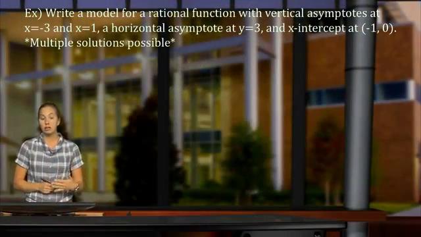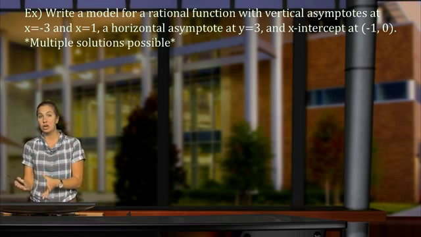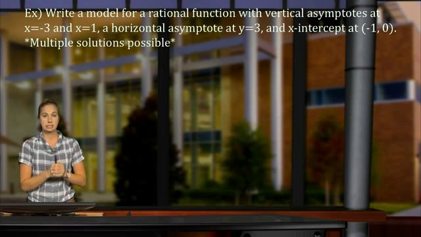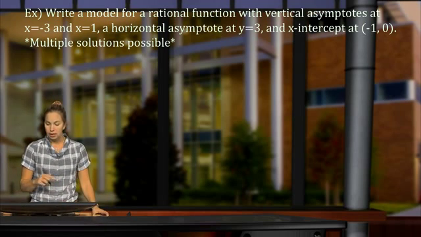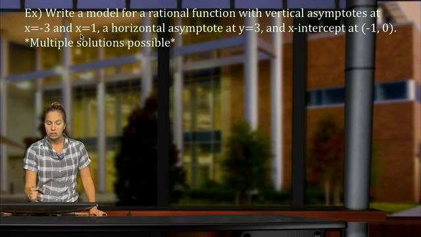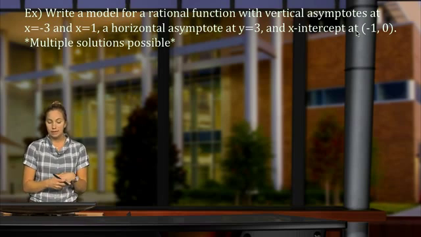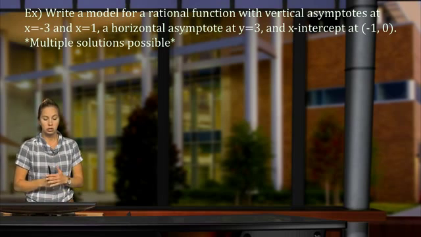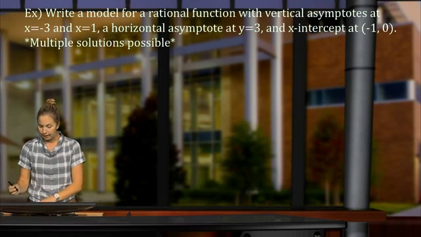All right, so let's look at one more example where we're going to start modeling a rational function. Again, modeling a rational function means come up with an equation that uses the characteristics that are given. So we want to write a model for a rational function that has vertical asymptotes at -3 and 1, horizontal asymptotes at y equals 3, an x-intercept at (-1, 0), and that's all it's given, but I have indicated that there are multiple solutions possible.